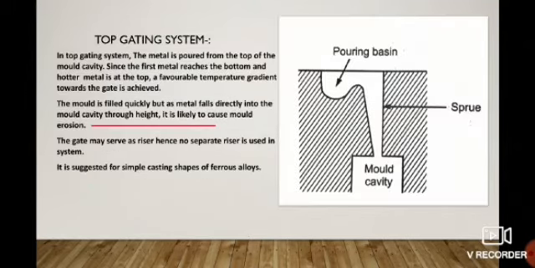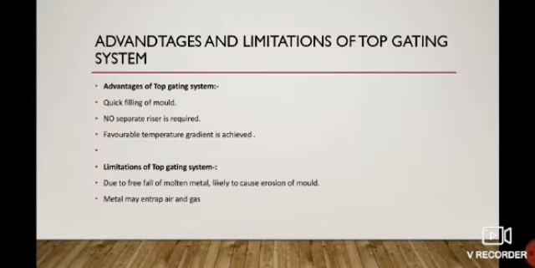Top gating system. In top gating system, the metal is poured from the top of the mold cavity. Since the first metal reaches the bottom and hotter metal is at the top, a favorable temperature gradient towards the gate is achieved. The mold is filled quickly, but as metal falls directly into the mold cavity through height, it is likely to cause mold erosion. The gate may serve as riser, hence no separate riser is used in the system. It is suggested for simple casting shapes of various alloys.